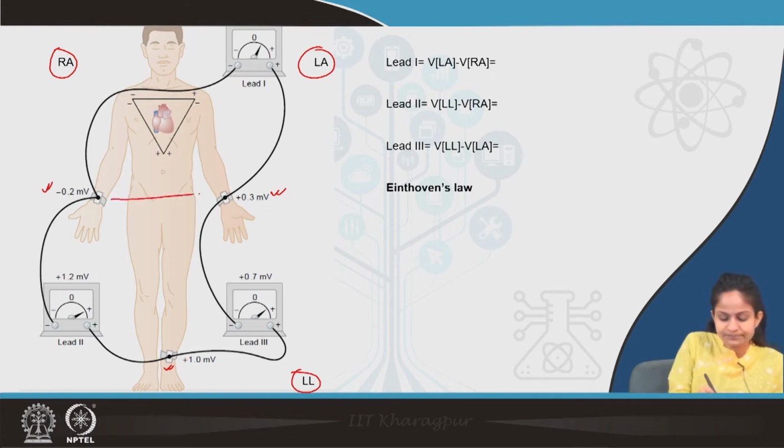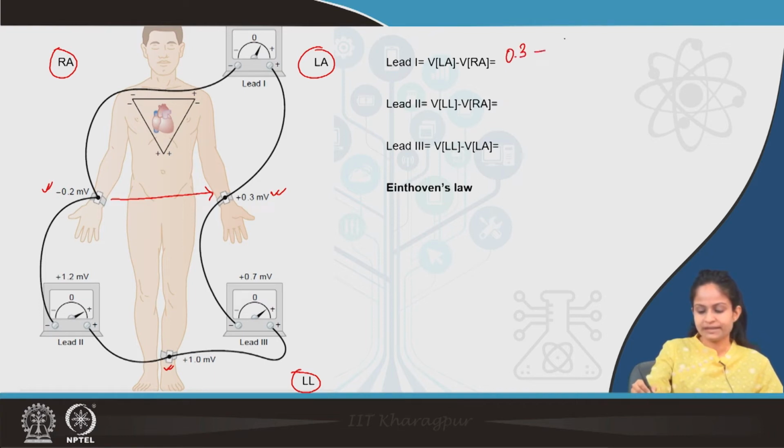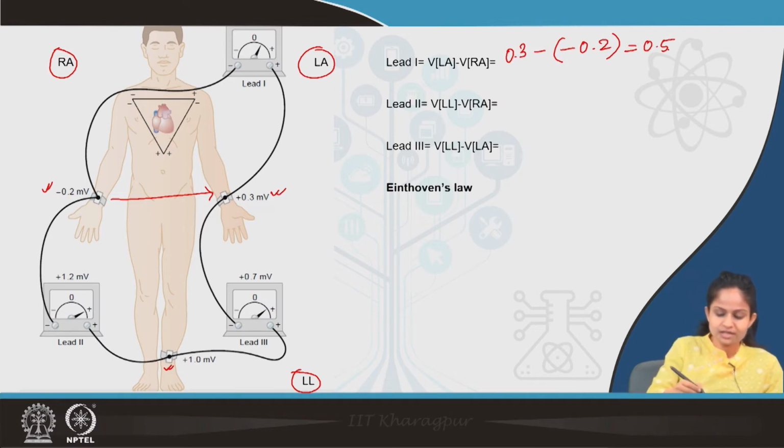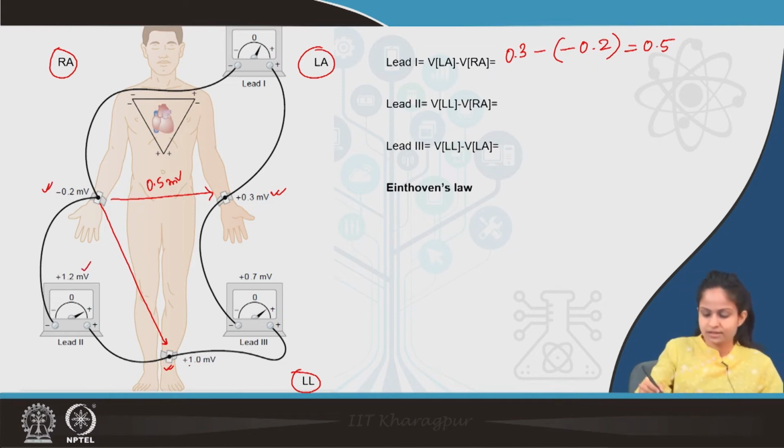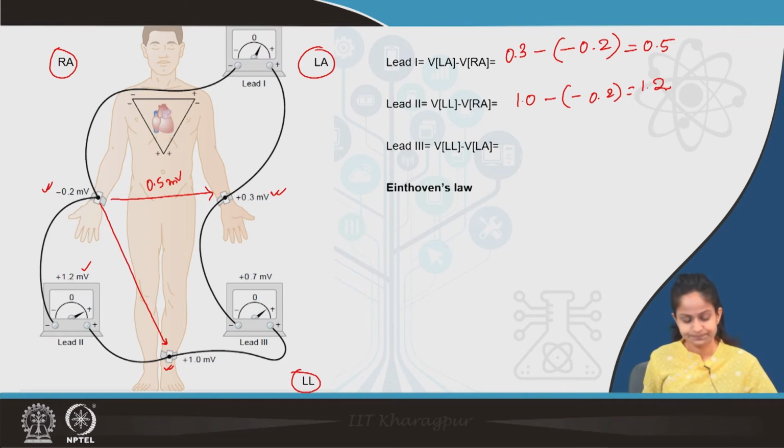Lead 1 obviously is between the right arm and the left arm. So, it will give the potential difference of 0.3 minus of minus 0.2 millivolt, that means 0.5 millivolt. Similarly, lead 2 will give a potential difference of 1.2 millivolt. How? Because 1 millivolt minus of minus 0.2 gives 1.2 millivolt.